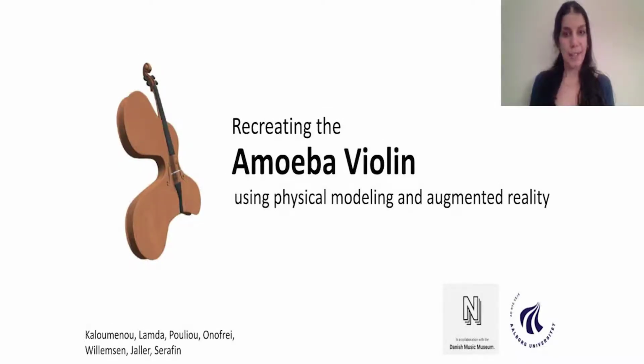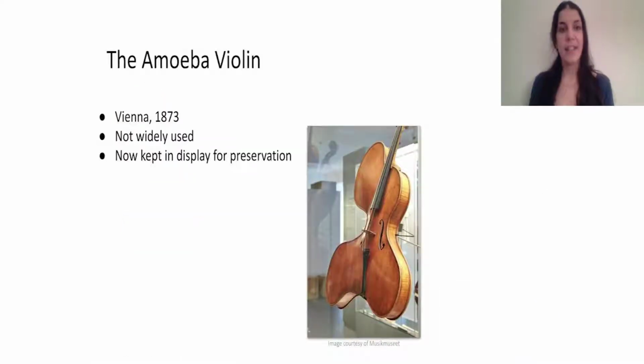Hi, and welcome to our presentation about the digital recreation of the Amoeba Violin, also known as the Violino ARPA, using physical modeling and augmented reality. This audio-shaped instrument originates in 19th century Vienna. The muddy sound it produces was not favored by the musicians of the time, and only a few pieces were eventually created. One of them is now on display at the Danish Music Museum in Copenhagen, but as with most historical instruments, it is not available to play.